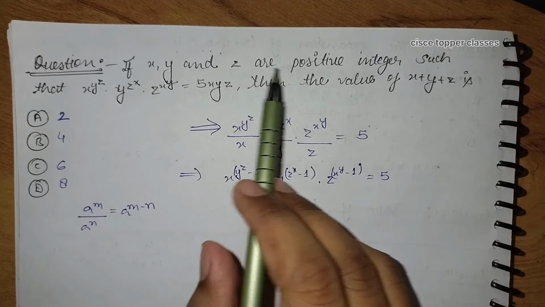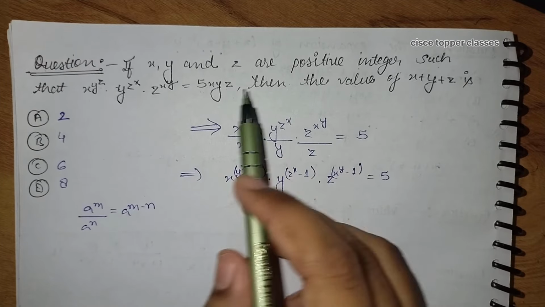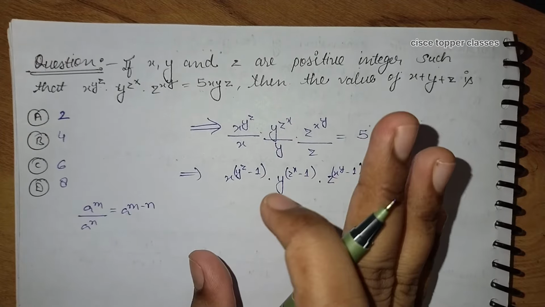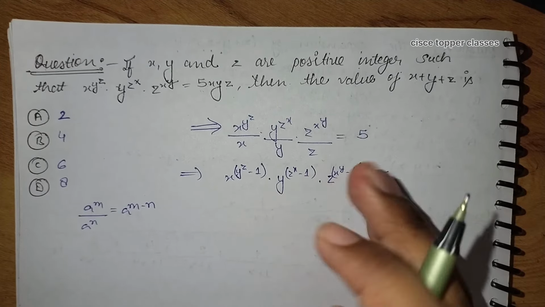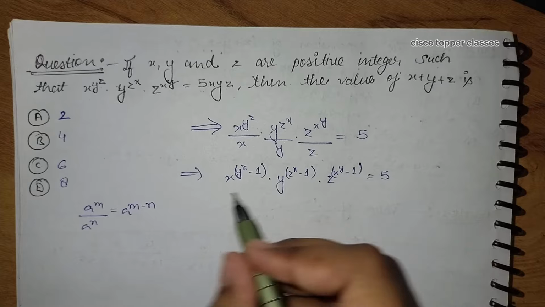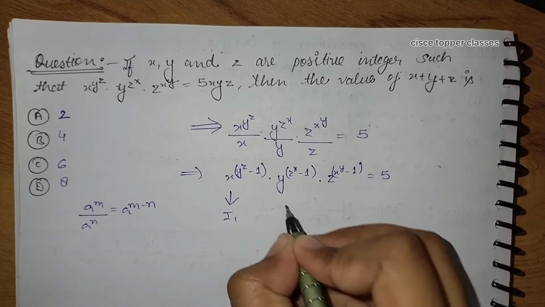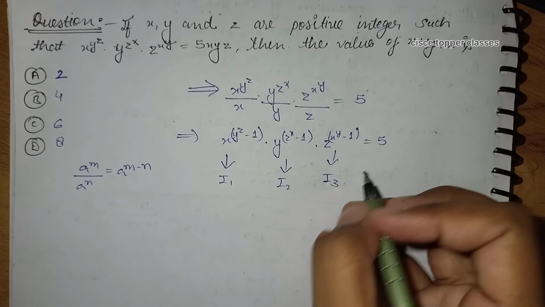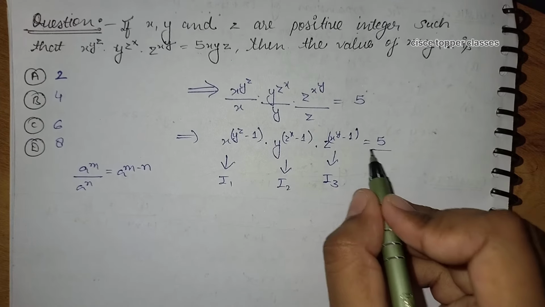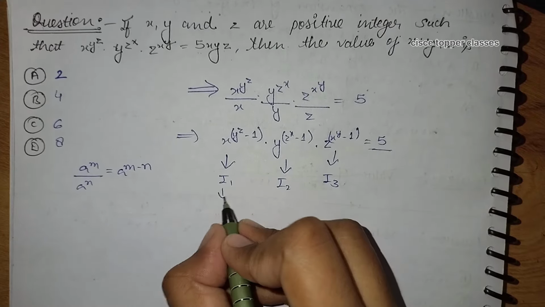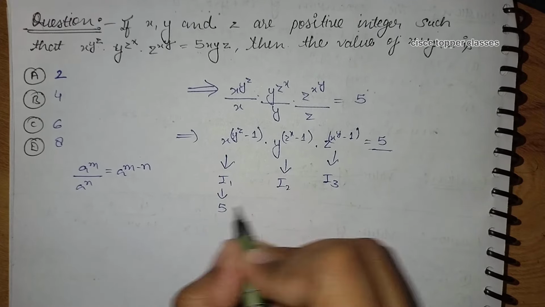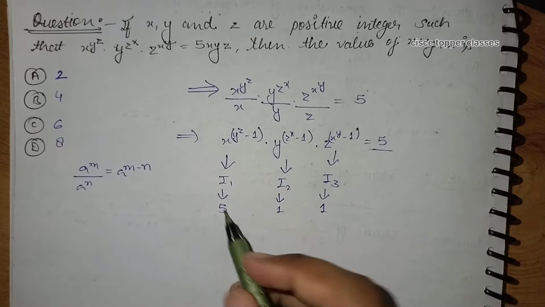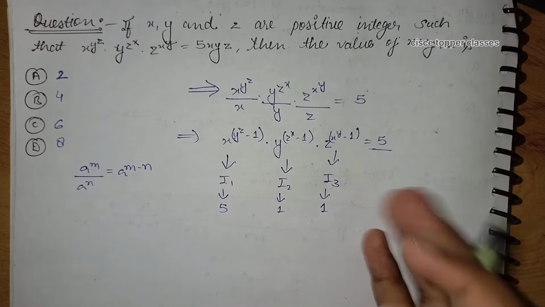We know x, y and z are positive integers here. So anything raised to a power, integer to the power of an integer, will be an integer, and if we subtract 1 from an integer it will also be an integer. So all three are integers, call them I1, I2 and I3. If we multiply these three integers and get 5, and 5 is a prime number, then we can write I1 as 5, I2 as 1 and I3 as 1. We can change the order also, like 1, 5, 1 or 1, 1, 5.